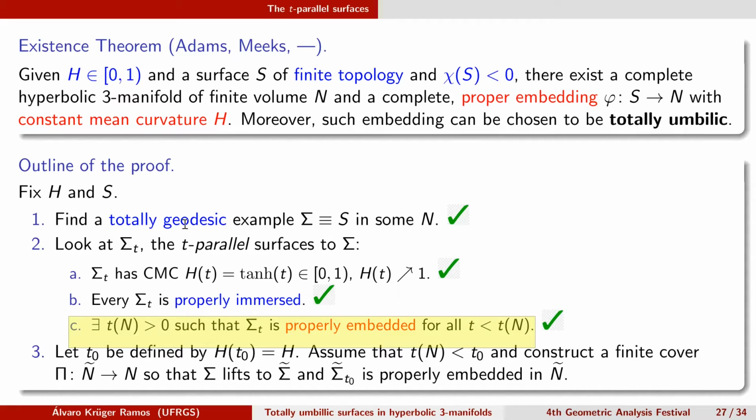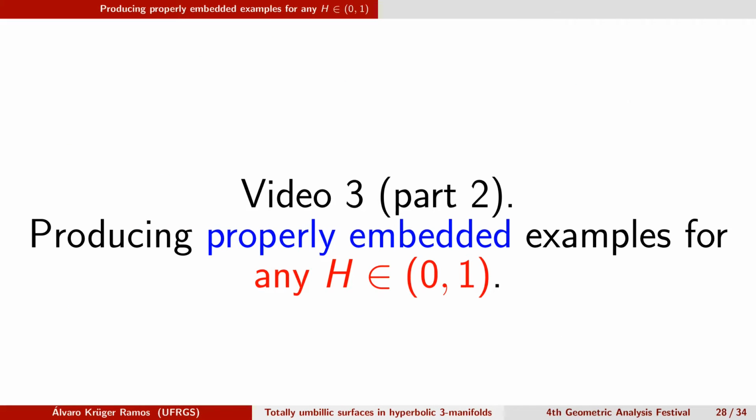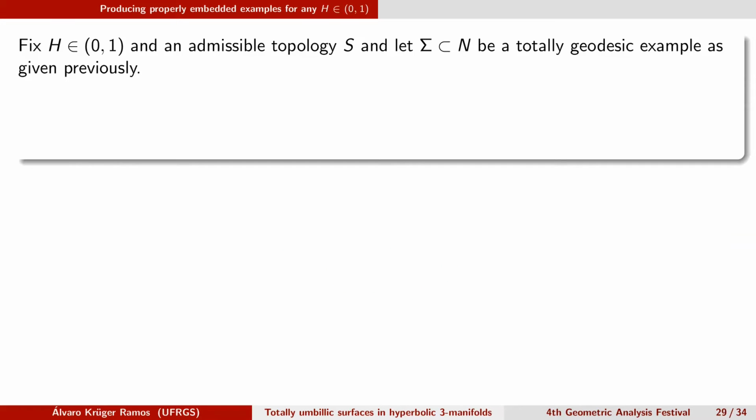So we now have in our outline of the proof everything until this point. We have a totally geodesic example with the topology that we want, and we use this totally geodesic example to find t-parallel surfaces to it, which are all properly immersed, and for small values of t, they are properly embedded. So the theorem would be proved if we didn't ask for embedding still. So now the last part we want to do is to produce properly embedded examples for any value of h that we want.